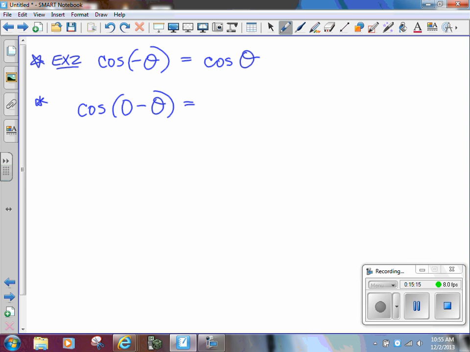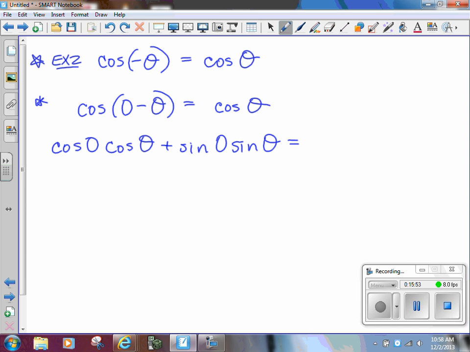Do the same thing you did a while ago in example 1. Now you're going to apply which formula? The cosine difference. Hey, everybody in here, if you need to get up and move around, do that. But I expect you to do this problem. Here we go. Cosine of 0 is cosine 0 cosine theta plus sine 0 sine theta. It better be equal to cosine of theta, right?